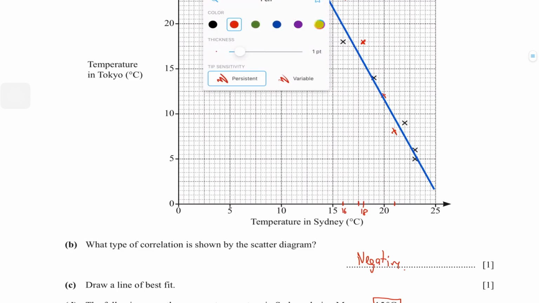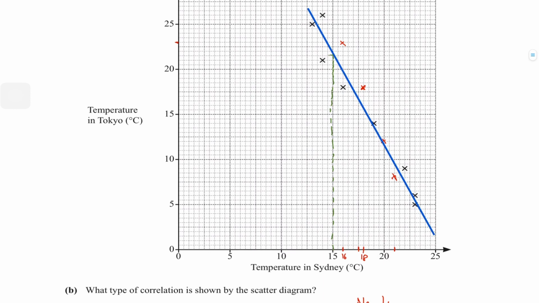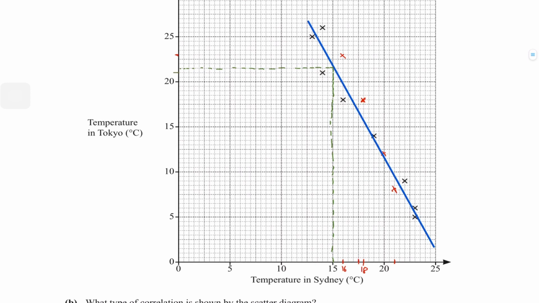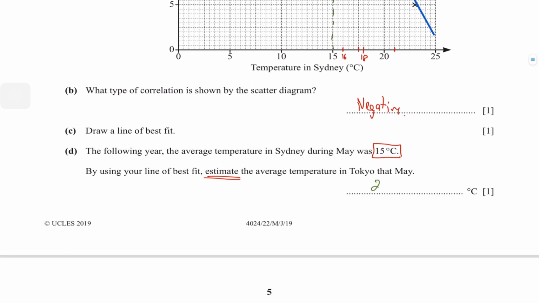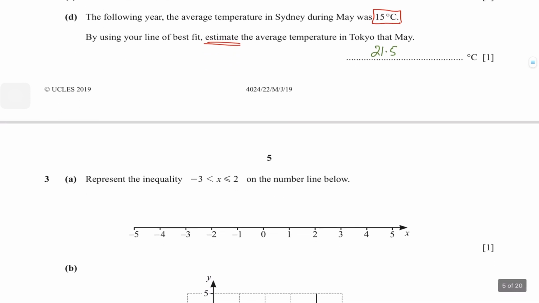Let's switch to the color green. Yeah, that should do it. So here we have 15. Let's go all the way up till we reach our line of best fit. So here we are. Now let's see where we are in Tokyo. So this is going to be 21, and since it's a block above 21, this is going to be 21.5. So our estimate is that it is going to be 21.5 degrees Celsius in Tokyo during May basically.